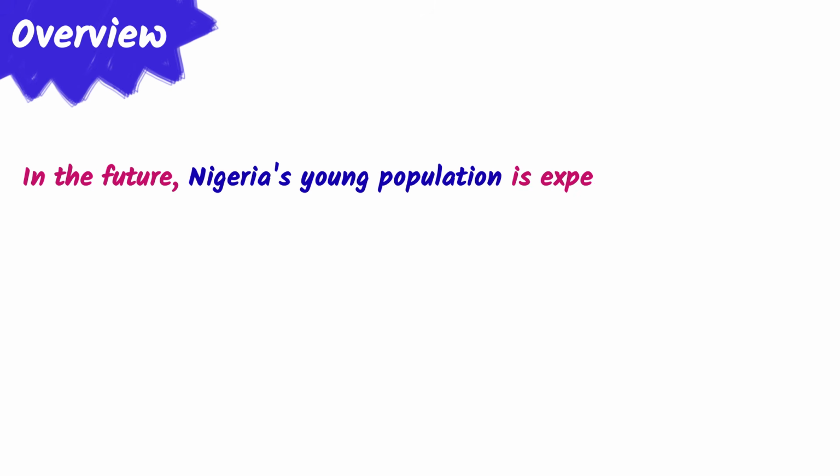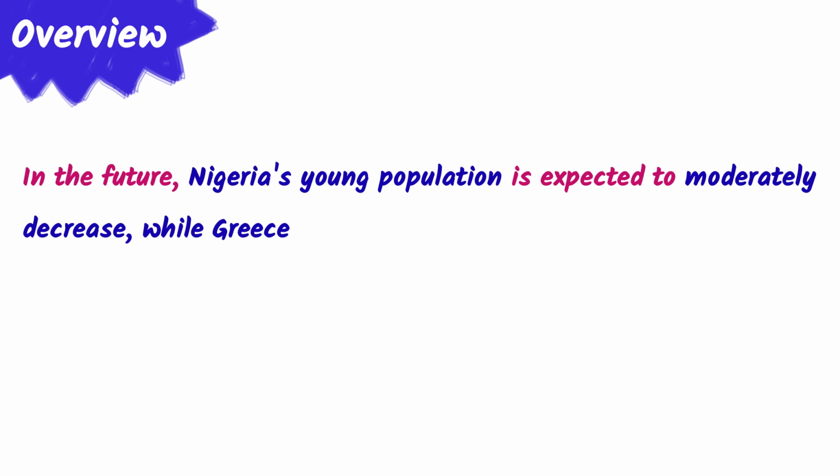Because I'm going to analyze it in the future, so I start with this phrase, in the future. In the future, Nigeria's young population is expected. This is the phrase that we write when we are going to anticipate something or write about or analyze data which is in the future. Is expected to moderately decrease, while Greece's is anticipated, this is another phrase, is anticipated to remain relatively stable.